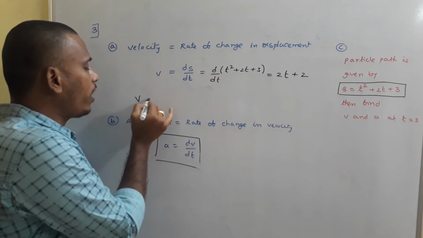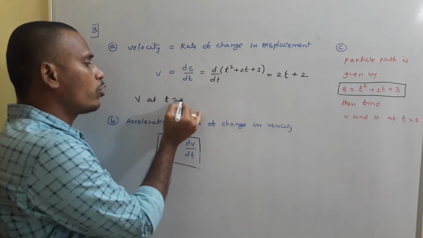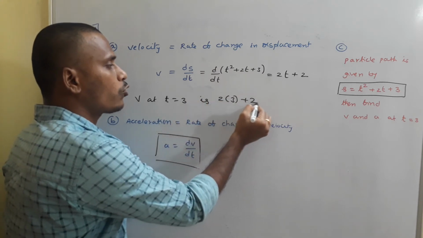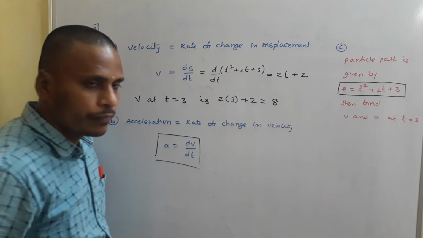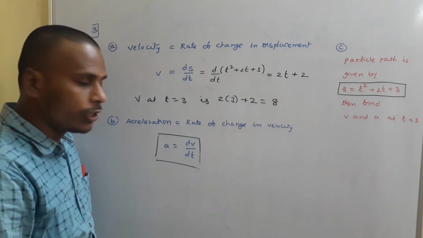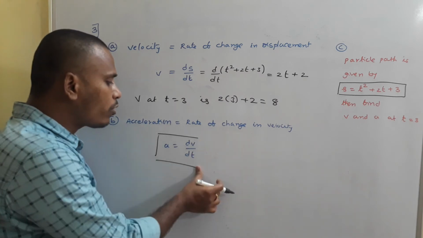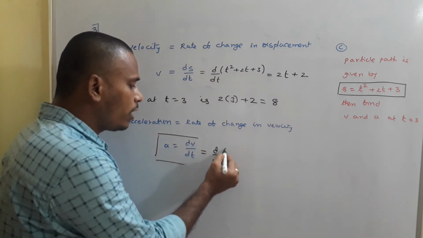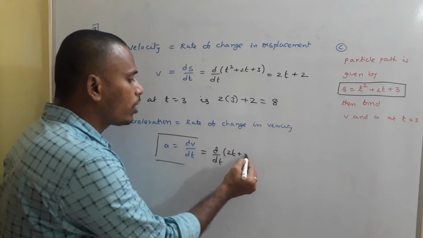The question is about finding velocity at t = 3, and that velocity is 2 into 3 plus 2, which equals 8 units per second. As per the problem, velocity is 8 units per second. Now what do you say about the acceleration? Acceleration is equal to dv by dt. So d by dt of 2t + 2.